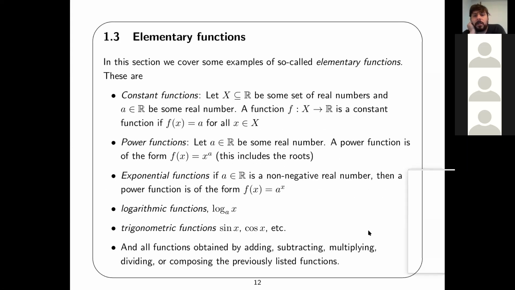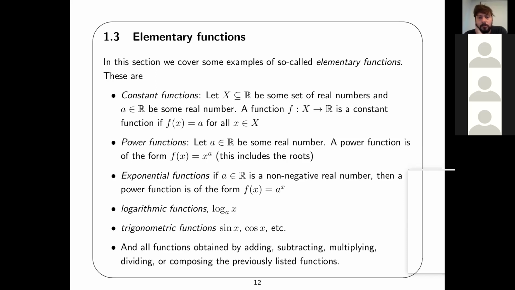So constant functions are elementary functions, the most simple elementary functions. Then power functions: if a is a real number, then a power function is of the form f of x equals x to the power of a. Because a is any real number, this includes roots. The square root is a power function because it's x to the power of 1/2. The cubic root is a power function because it's x to the power of 1/3, and so forth. So this should be familiar to all of you.